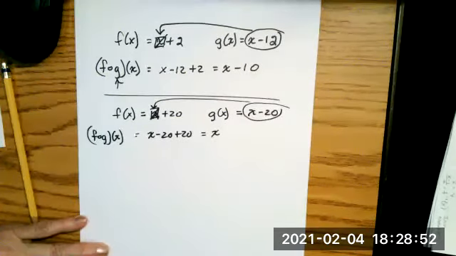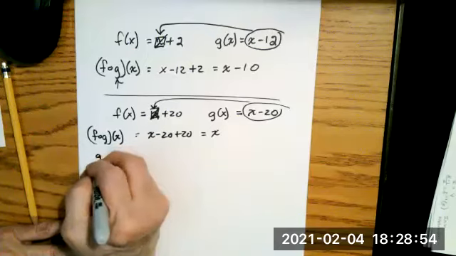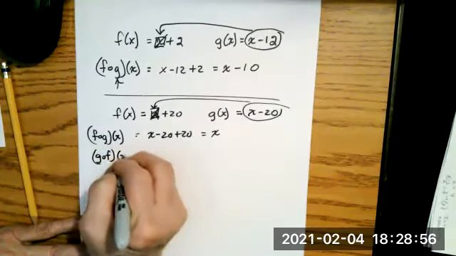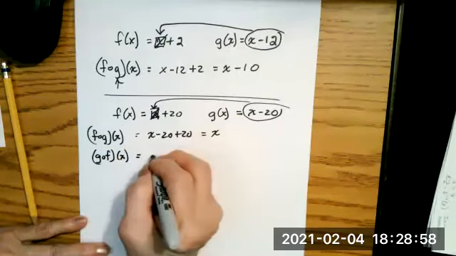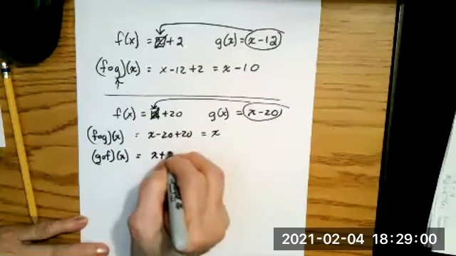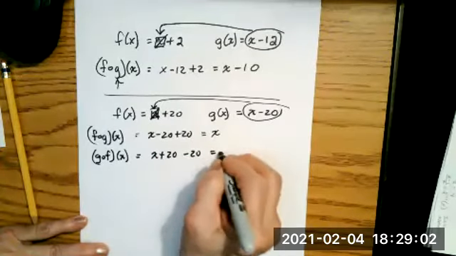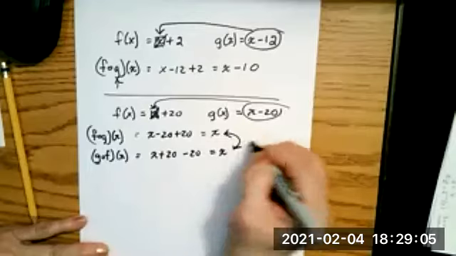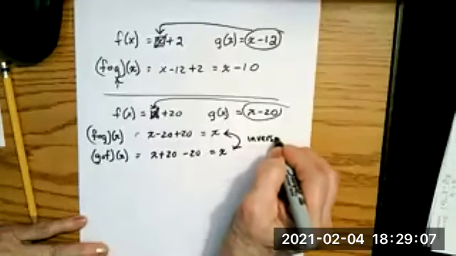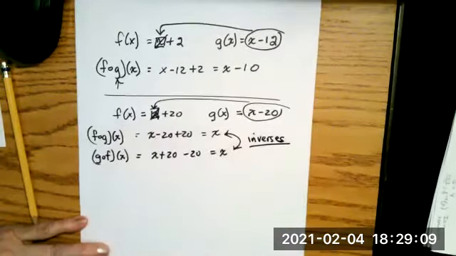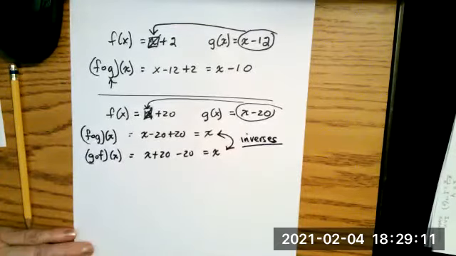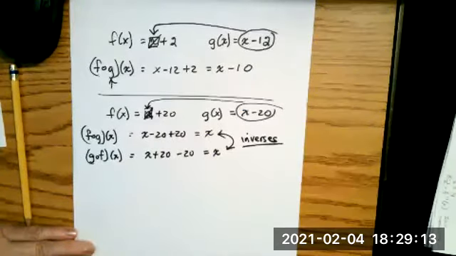And when you do it the other way, the same thing happens. If you do g composed with f of x, then you're going to have x plus 20 minus 20, which is x. And when these two are both x, then those are what we're going to do today. Those are inverses of each other. When you compose one with the other, they're inverses. One will undo the other.